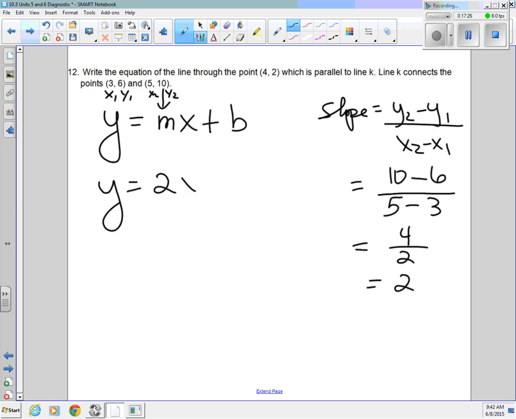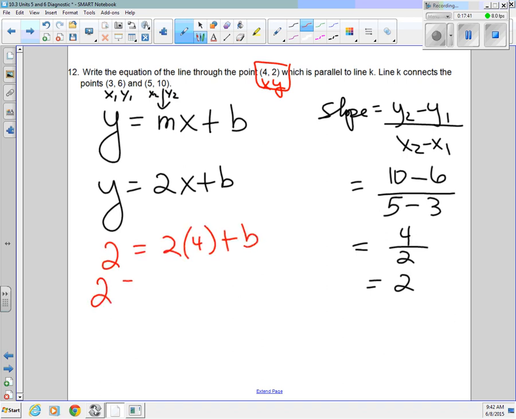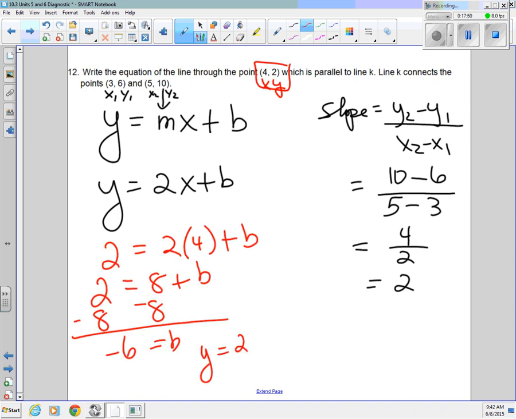So I have y equals 2x plus b. Now I know the point that has to go on the line is (4, 2), so I can plug in the 4 for x and the 2 for y. So 2 equals 2 times 4 plus b. So I have 2 equals 8 plus b. Subtract 8 from both sides. I get b is negative 6. And so therefore my equation is y equals 2x minus 6.